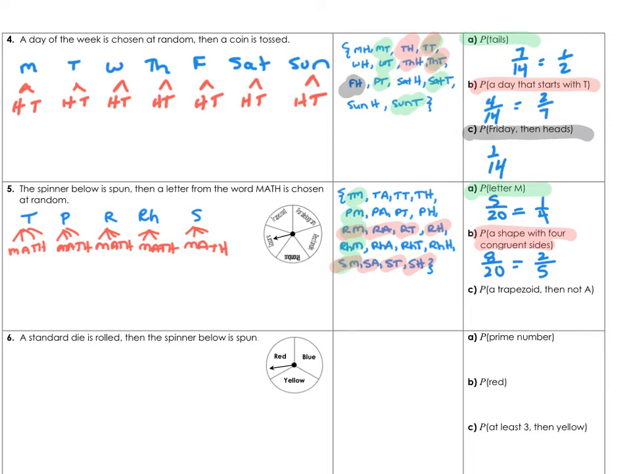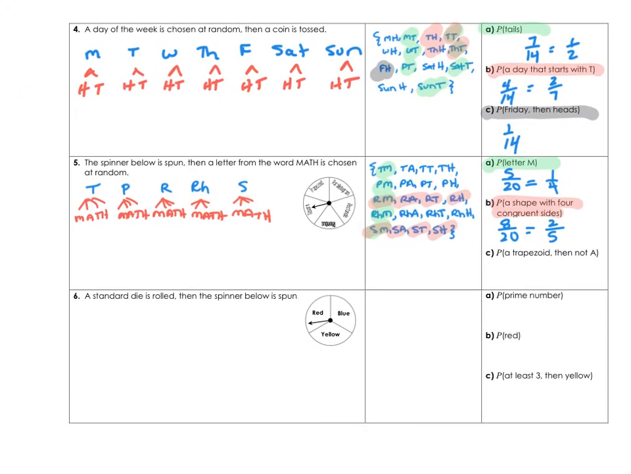Okay, and then here we go. A 6-sided die is rolled and the spinner below is spun. Okay, oh, I didn't finish the last probability. Guys, I'm sorry. I got so excited about the squares and the rhombi.